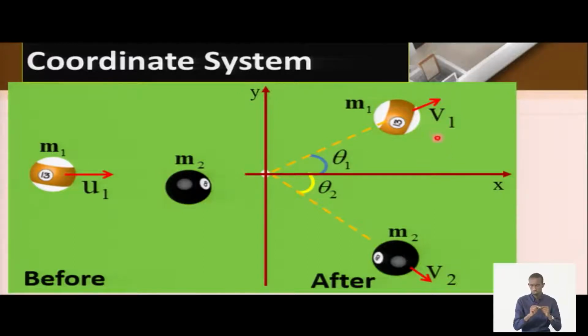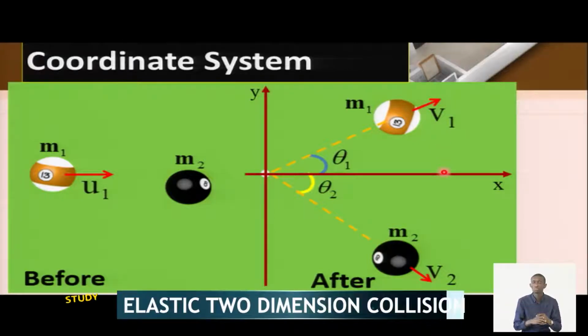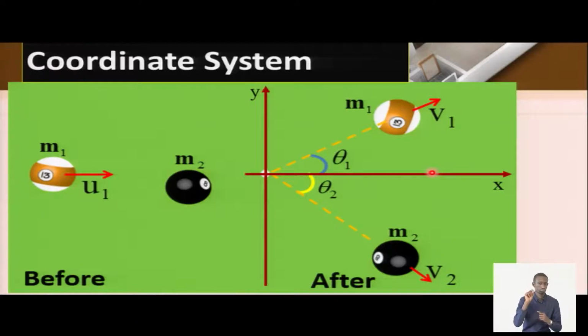If we draw the line from this vector to the x-axis, we find the component of this velocity along the x-axis. If we do the same for ball number 2, we also find the component along the x-axis. So the two components that we have are the ones we are going to use to express the conservation law of momentum. In other words, this will be the momentum after collision.